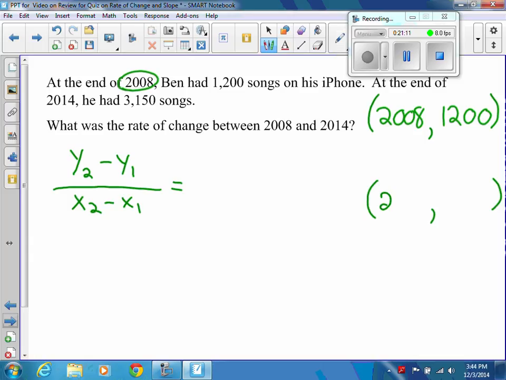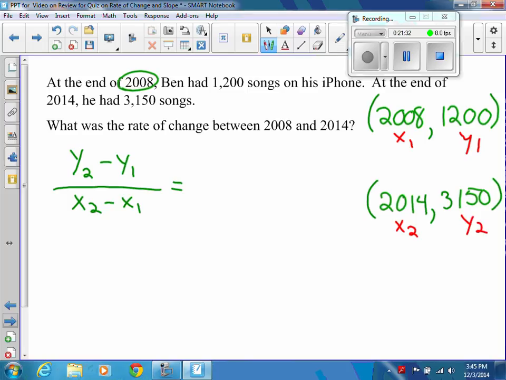It would be 2014 for my x value, because I want to keep the year first. That's what we're doing on the first one. And then obviously 3150 for my y value. Again, make sure that you're not messing up with this. This is going to be x1, this is going to be y1, this is x2, this is going to be y2.